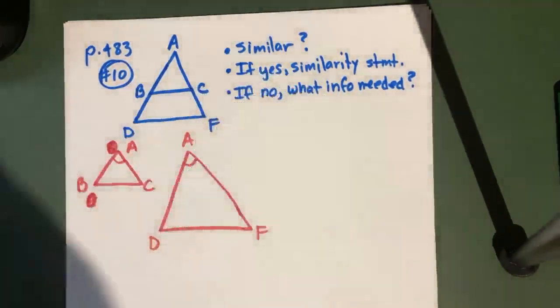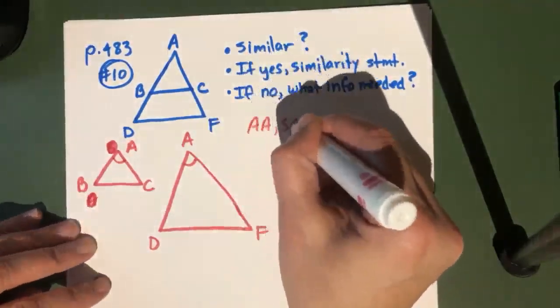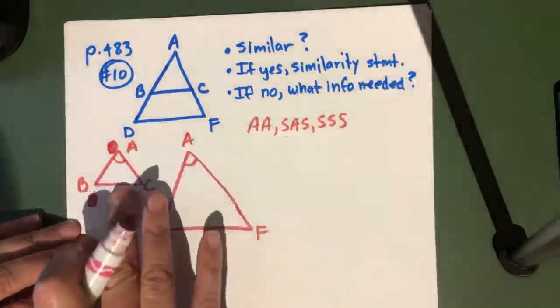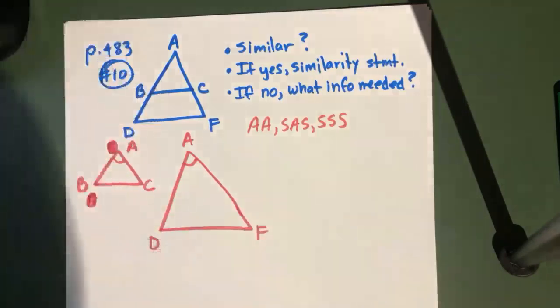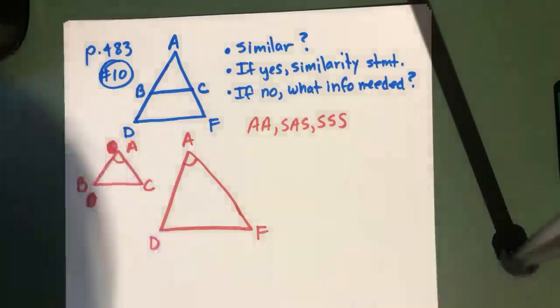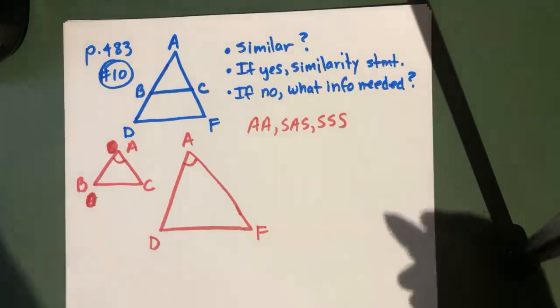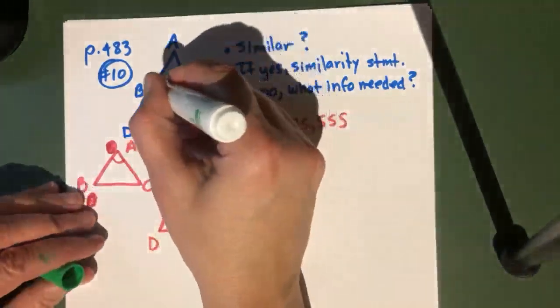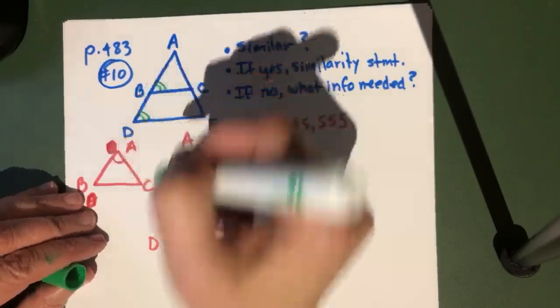Do you remember the ways that we can prove things are similar? We can use AA, we can use SAS, or we can use SSS. So if I want to use AA, I'm halfway there. So the question is, what other piece of information would I need to know that those guys are similar? There's different ways you can go about this, okay? I'm going to make it simple for you. You would need to know that this angle is congruent to this angle.